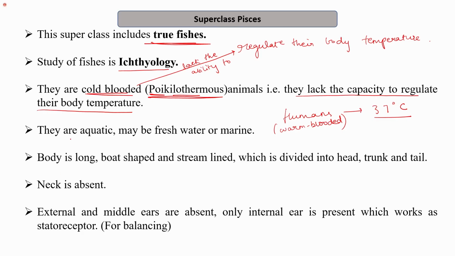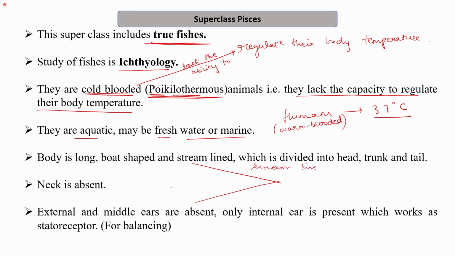So they are aquatic, they may be freshwater or they may be marine fishes. Their body is long. We all have seen fish. Their body is boat shaped and it is streamlined. What is the advantage of a streamlined body? So their body is streamlined like this. This is the streamlined structure.